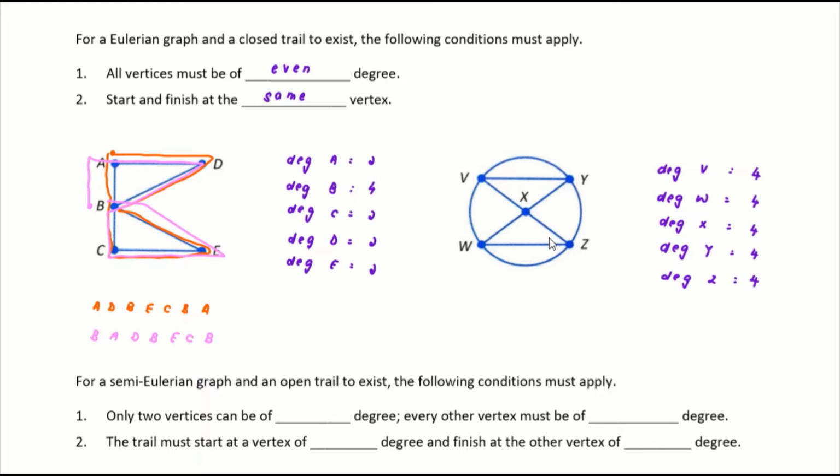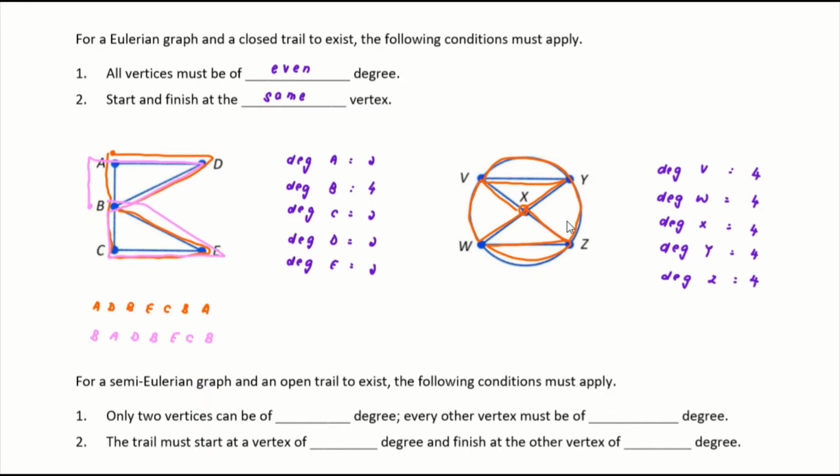Okay, let's say I want to start with X. Can I find a route that goes through all the edges once without repeating anything? Say I go to Y first, so maybe I can go Y, V, then go back to Y, then go to Z, go to W, go to Z, go to X, go to W, go back to V, then go to Z.